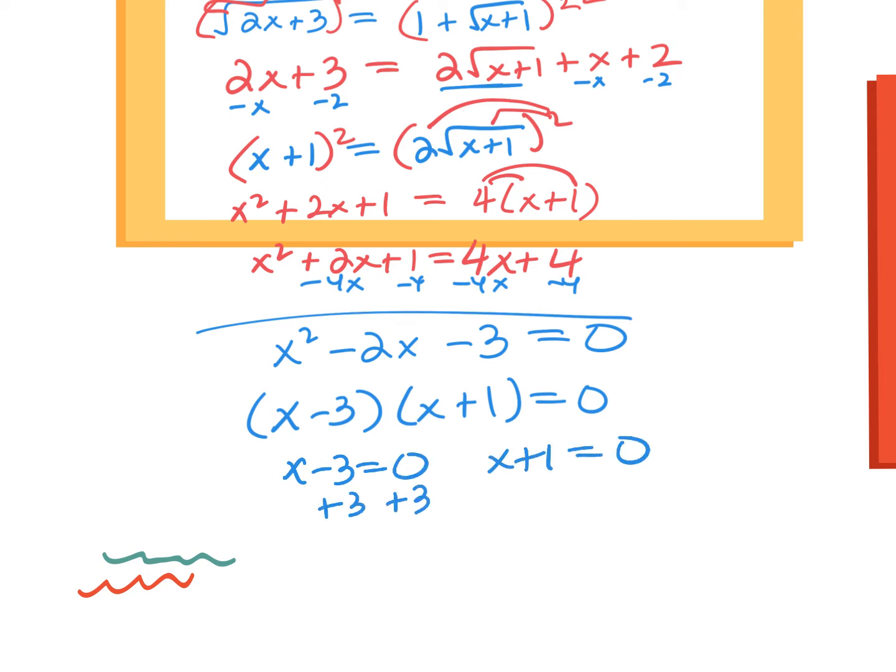Add 3. First answer is x equals 3. Next answer is x equals -1. Again, we got to check it. So let's plug it in.